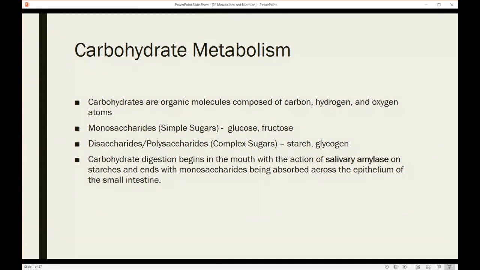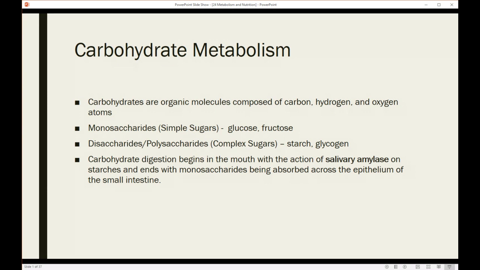And those, we can have them as monosaccharides, so those are simple sugars like glucose and fructose, or we can have them be complex sugars like disaccharides and polysaccharides. These are going to be like starch or glycogen. This is our storage molecule. Okay. Carbohydrate digestion is going to begin in the mouth.